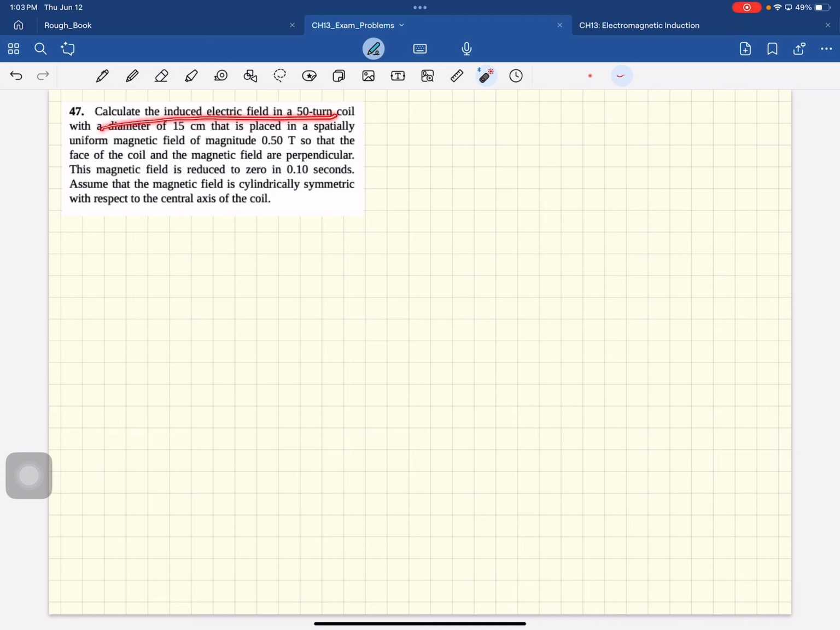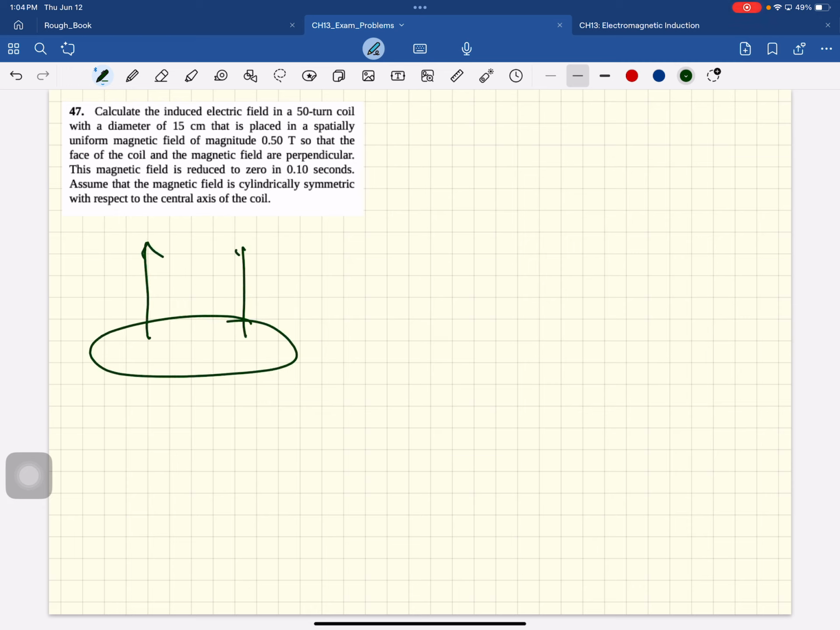Calculate the induced electric field in a 50 turn coil with a diameter of 15 centimeters that's placed in a uniform magnetic field of magnitude 0.5 Tesla, so that the face of the coil and the magnetic field are perpendicular to each other. This magnetic field is reduced to 0 in 0.1 second. So the magnetic field goes from 0.5 Tesla to 0 in 0.1 seconds.